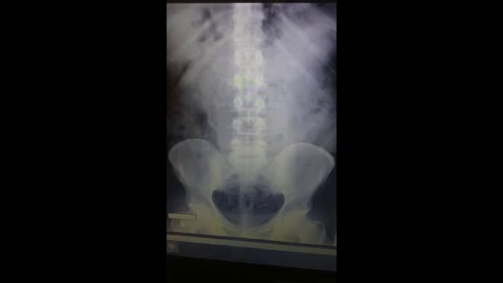We need proper patient alignment, and that is shown by a centered vertebral column. Ribs, pelvis, and hips are equidistant to the edge of the image. There's no rotation of the patient, and that's demonstrated by the spinous processes in the center of the lumbar vertebra. The ischial spines of the pelvis are symmetric. The ala or wings of the ilia are symmetric.